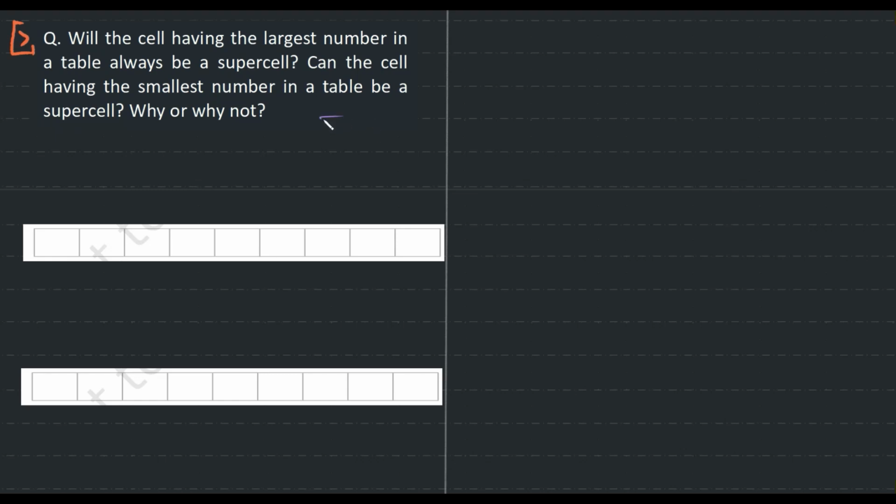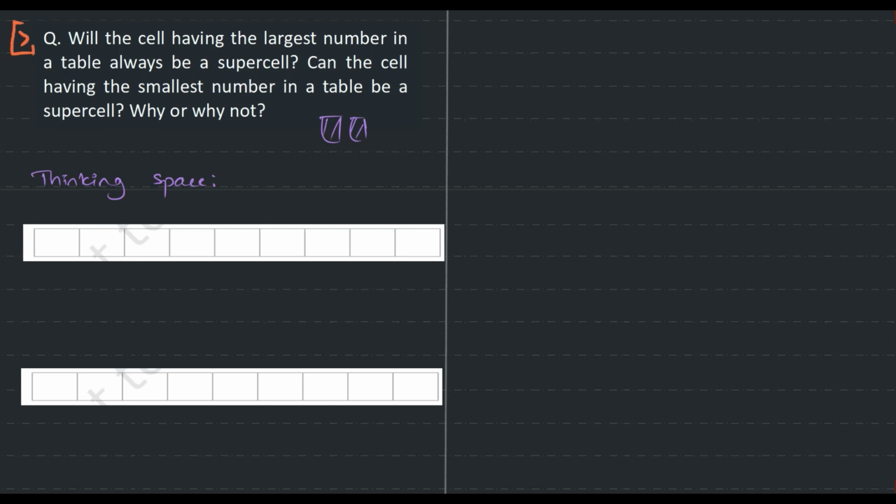Quite interesting question, but simple. I would want you guys to pause and think. I hope you guys did that. Will the cell having the largest number in the table always be a supercell?